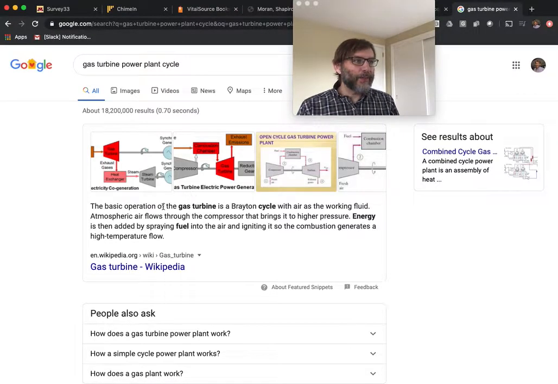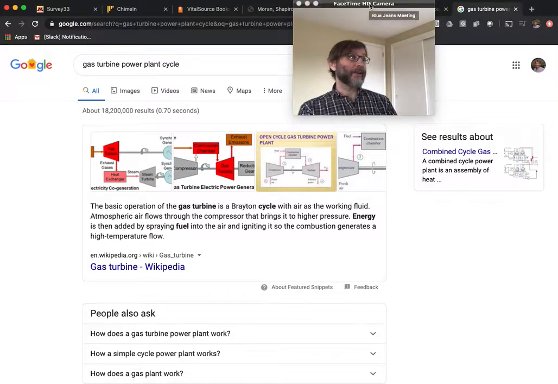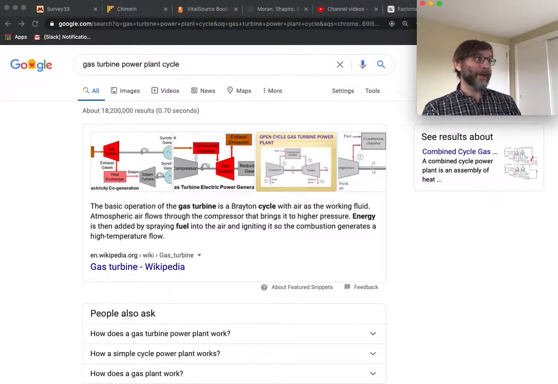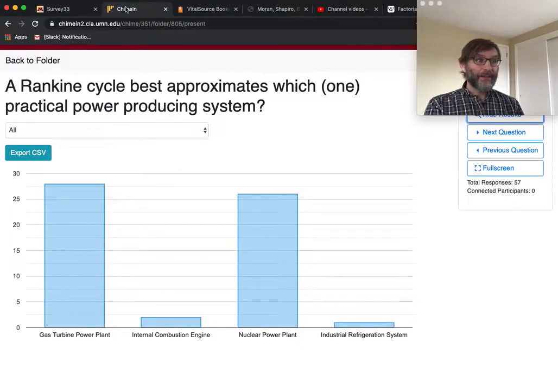We can see the basic operation of the gas turbine power plant is the Brayton cycle, which we haven't covered yet. That's chapter 9. Okay, so the gas turbine is not what we're covering. There is a turbine in a Rankine cycle, but it's not a gas turbine, right? This isn't an ideal gas cycle. This is a steam cycle, a cycle that's used as a vapor power cycle, okay? So my point is, gas turbine power plant is not correct.